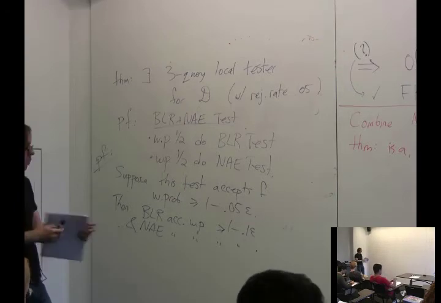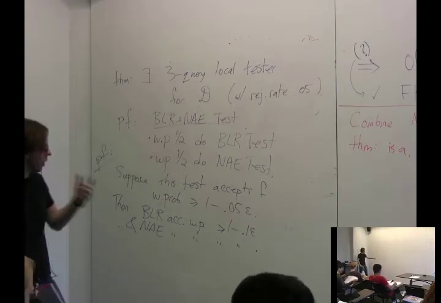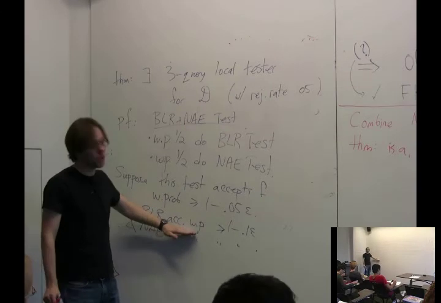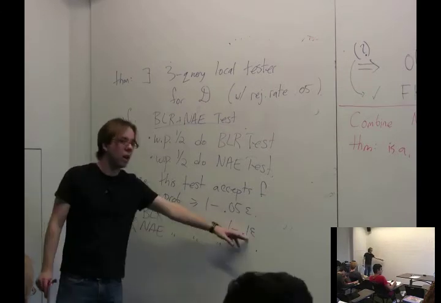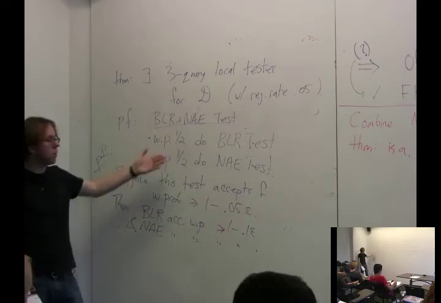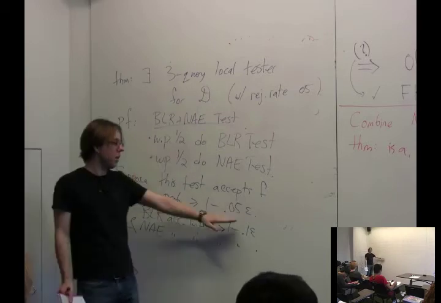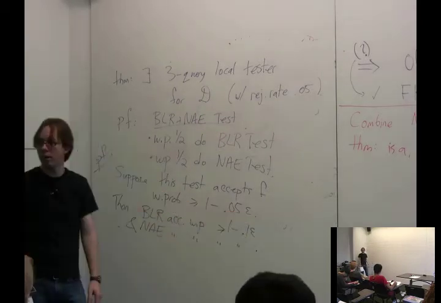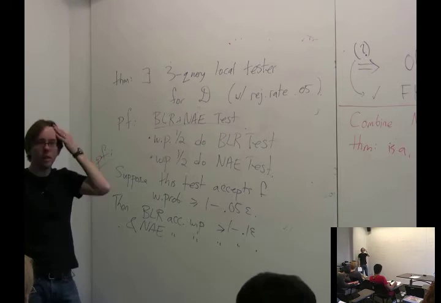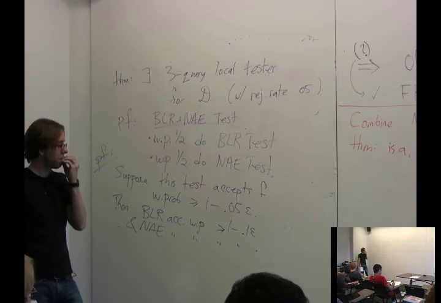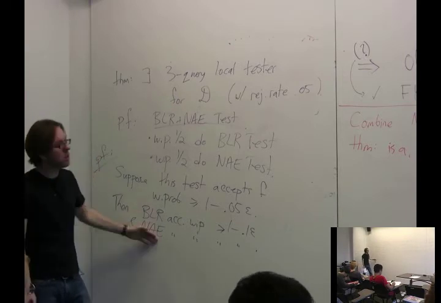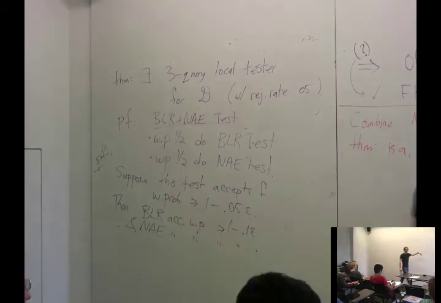Why is that? Well, if one of them rejected, let's say the BLR test rejected with probability at least 0.1 epsilon, you do it half the time. So overall, the test would reject with probability at least 0.05 epsilon. Okay, and similarly for the NAE test. OK, so then once you have these two statements, that's all we used over here. So it's the same rest of the proof.